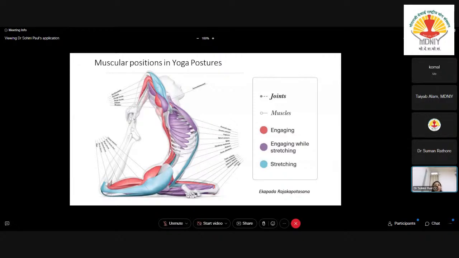Studying each and every muscle and its activity, you can understand, is such a whole lot of work. And for studying muscular activity, we can use a particular instrument. We call it EMG. EMG is electromyography, and with the help of EMG, we can understand the various activities of our muscles. For each and every posture, the muscle involvement differs, and obviously the joint involvement as well.